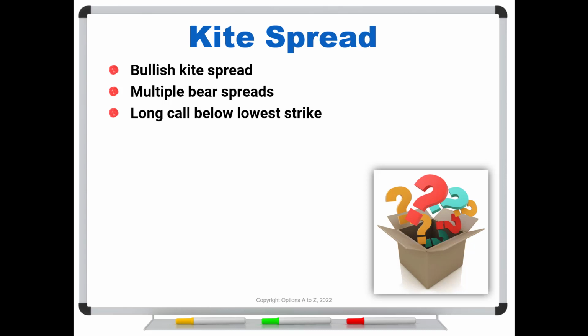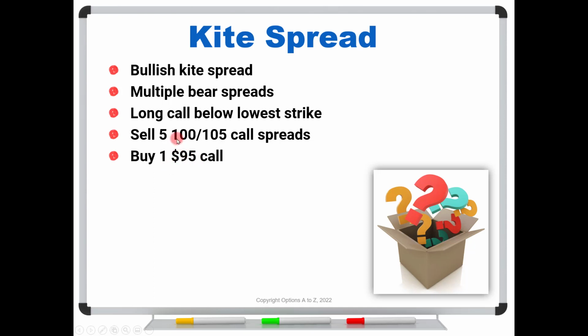So I know it sounds confusing, but for example, let's say that you sell 5 of the 100-105 call spreads. Those are credit spreads, they're bearish spreads. And then you would buy one, let's say, of the 95 calls. So notice that this 95 strike is lower than this 100 strike. That's what this bullet is talking about. Could you buy the 90 call? Sure, as long as it's below this lowest strike.